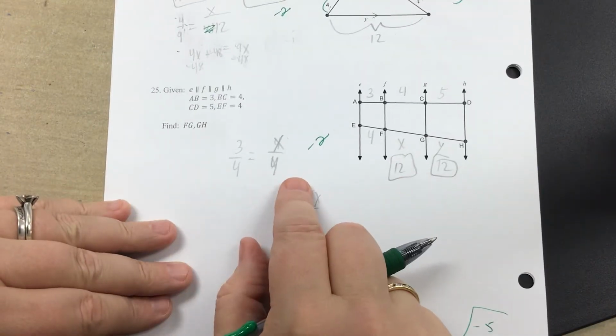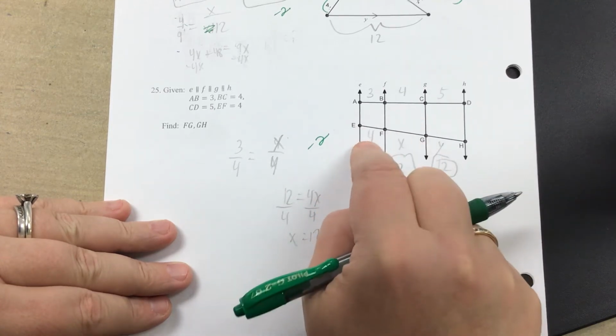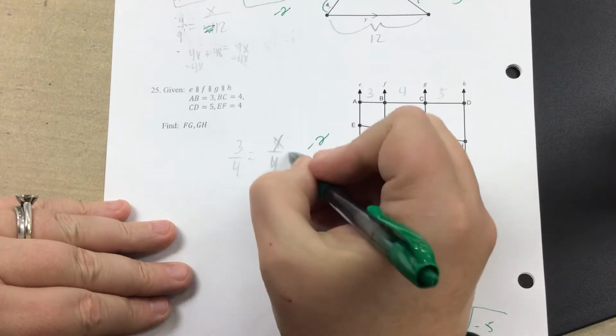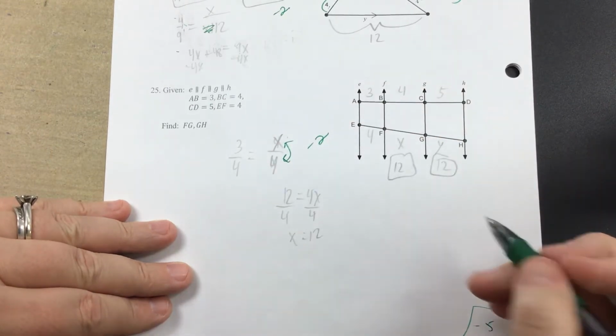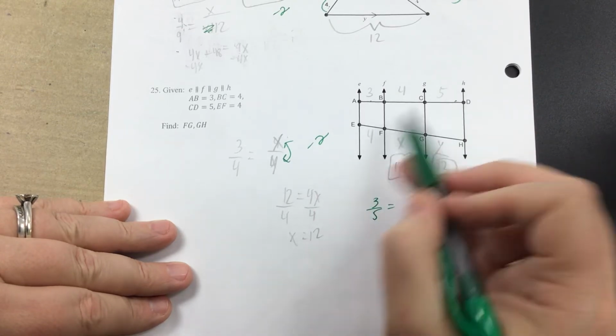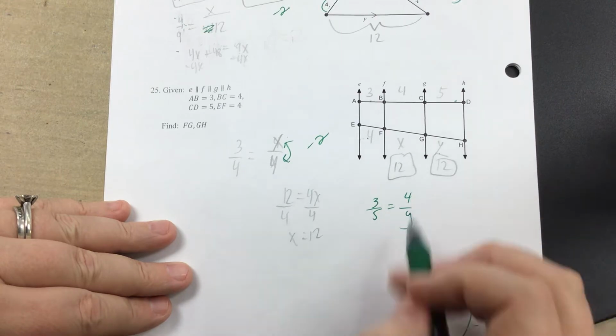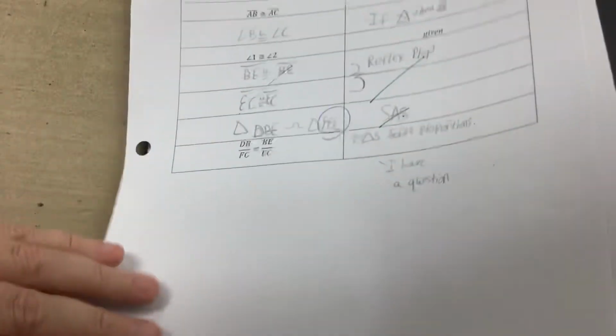Same kind of thing for 25. If you do 3 over 4, then you should do 4 over x. You have them backwards. You have x over 4. And then same kind of thing with y. If you do 3 over 5, then you're going to do 4 over y. Okay, so again, then when you solve it, you would get the appropriate answer.